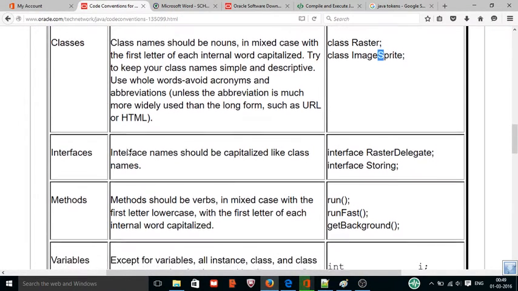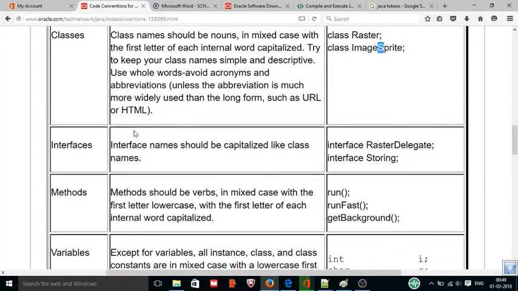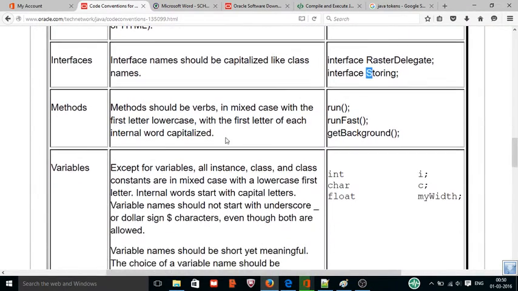Next, moving to interfaces. Interfaces follow the same rule as classes. Just as I told you for classes, it is the same here. One name given to an interface is RasterDelegate. So R is capital and D is capital. The two words each have an uppercase initial letter. Here the interface Storing is one word only, that's why S is capital. So it's the same rule for classes and interfaces. You don't have to bother about the other things. Then after this, methods.